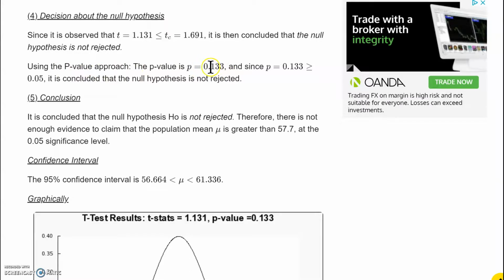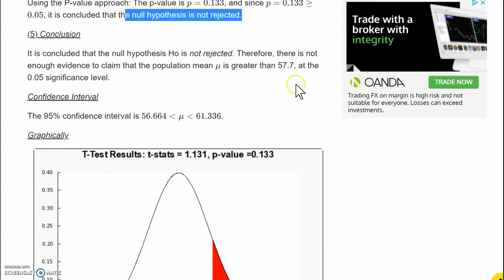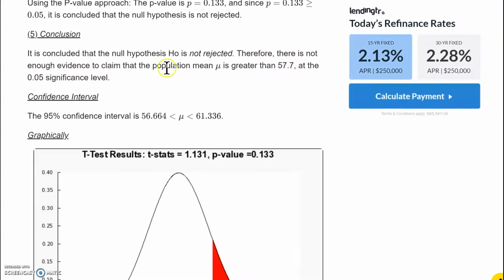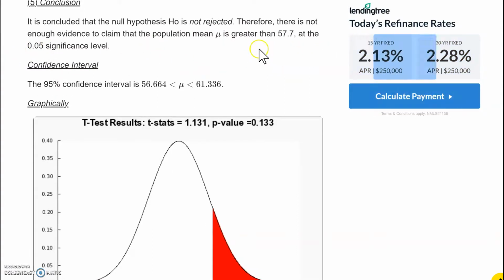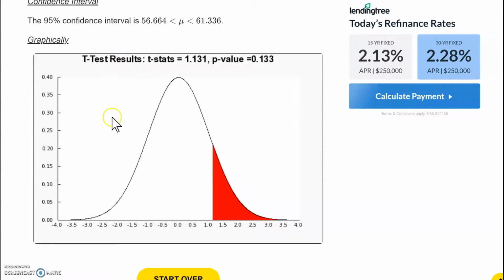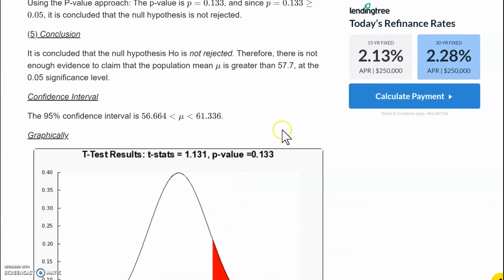The p-value is 0.133, and since it is greater than, and it actually shows you it's greater than, the null hypothesis is not rejected. And so the conclusion is it's not rejected, therefore there is not enough, they should have the word sample here, sample evidence to claim that the population mean is greater than 57.7 at that level. Okay, so we failed to reject the null hypothesis. And this is what it looks like graphically. This is the shaded region for my test statistic, and you can see that the p-value is quite large. All right, so that gives you a good flavor then of all 3 options.